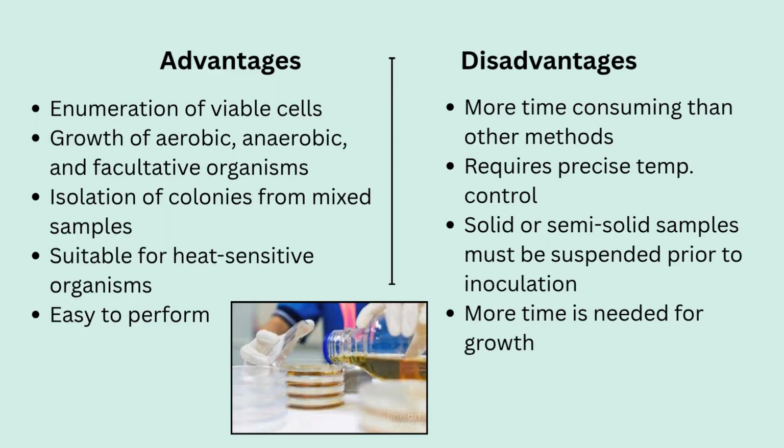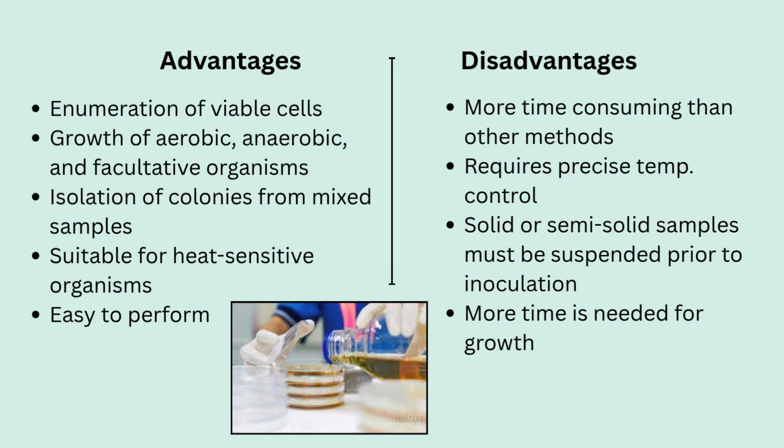Some advantages of the pour plate method are the enumeration of viable cells or colony-forming units within a sample, the growth of aerobic or oxygen-dependent organisms, anaerobic organisms which are not oxygen-dependent, and facultative organisms which can reproduce with or without oxygen. Another advantage includes the isolation of these colonies from mixed samples. It's also suitable for heat-sensitive organisms, and it's fairly easy to perform.